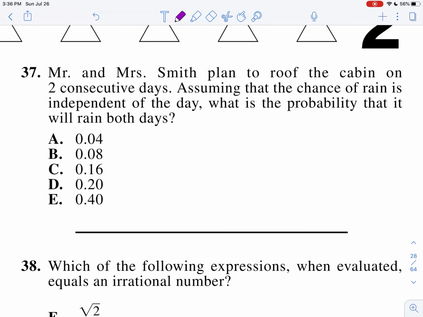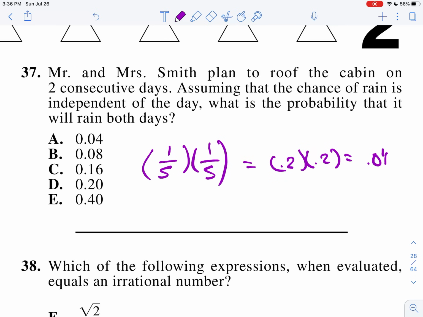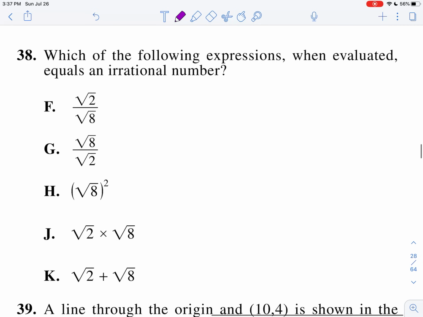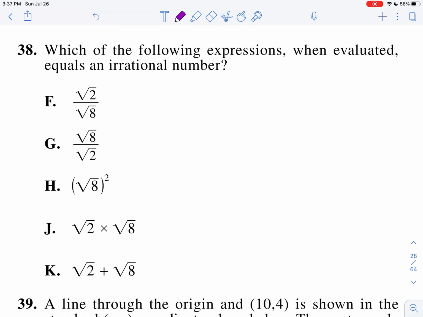Now, 2 consecutive days. Basically what you do is you take the original probability and you multiply it the number of times that it's going to occur. So twice. In this case it's the same thing as doing 0.2 times 0.2. That'll give you an answer of 0.04, or the same thing as 1 over 25. 37 is A.